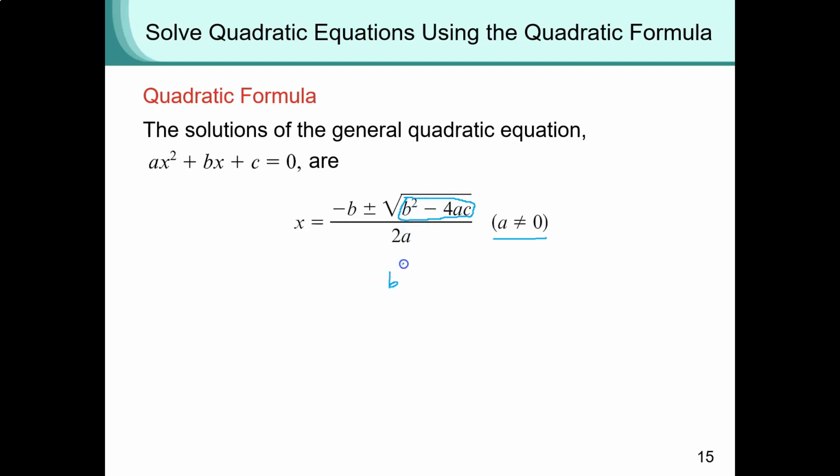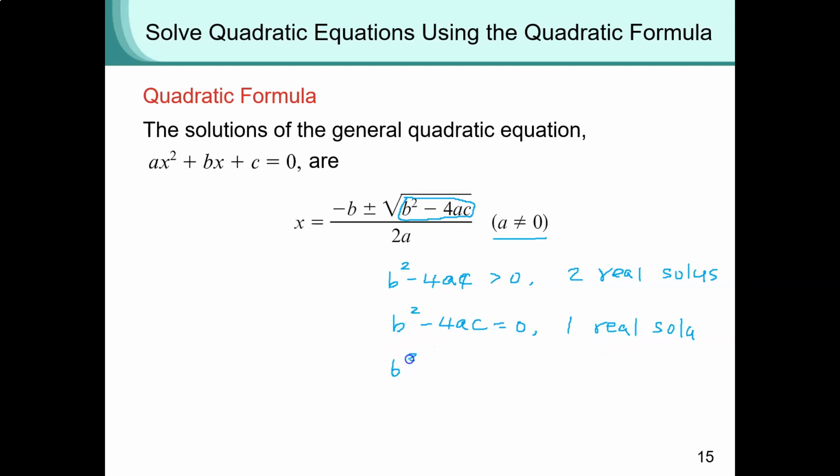So when b squared minus 4ac is bigger than 0, that indicates you will have two real solutions. When b squared minus 4ac equals 0, exactly 0, that means you have one real solution, which means you have a double root.